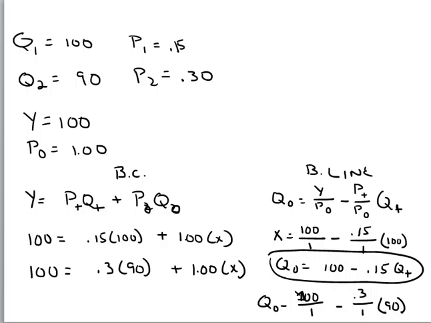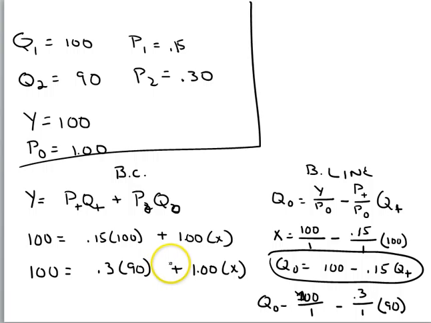Before the policy change, the average number of pounds demanded was 100, and I gave you 15 cents a pound. After the price increase, the average number of pounds of garbage is 90, and the price is 30. I also say income is 100, and the price of other goods is 1. This sets up the problem. All the information you need.